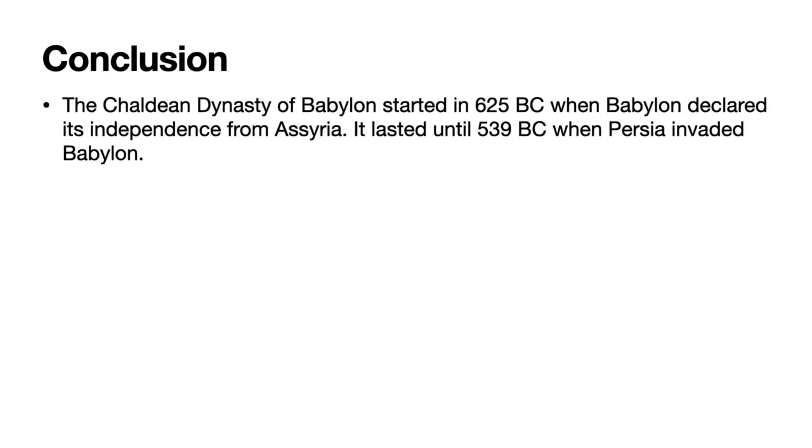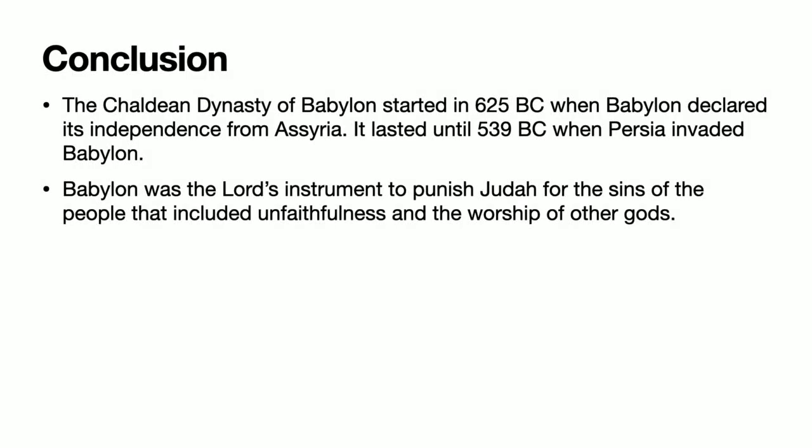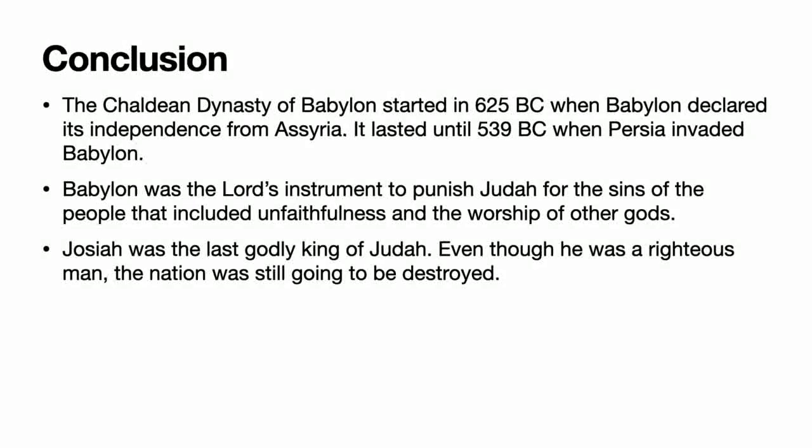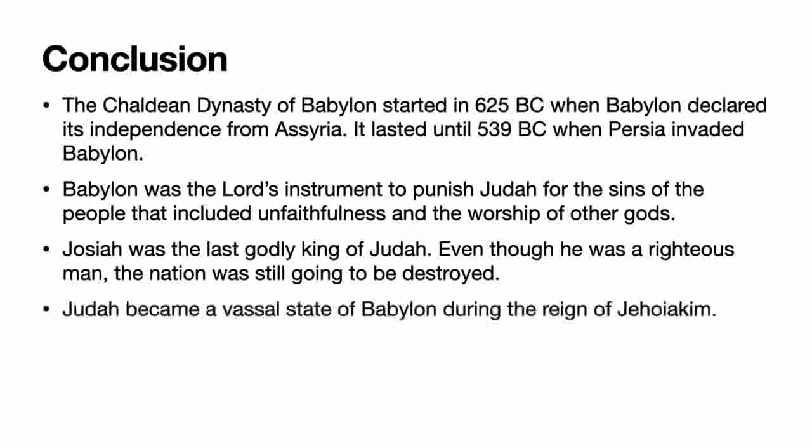In conclusion, let's wrap up some of the major points from this presentation. The Chaldean dynasty of Babylon started in 625 BC when Babylon declared its independence from Assyria, and it lasted until 539 BC when Persia invades Babylon. Babylon was the Lord's instrument to punish Judah for the sins of the people that included unfaithfulness and the worship of other gods. Josiah was the last godly king of Judah. However, even though he was a righteous man, the nation was still going to be destroyed.